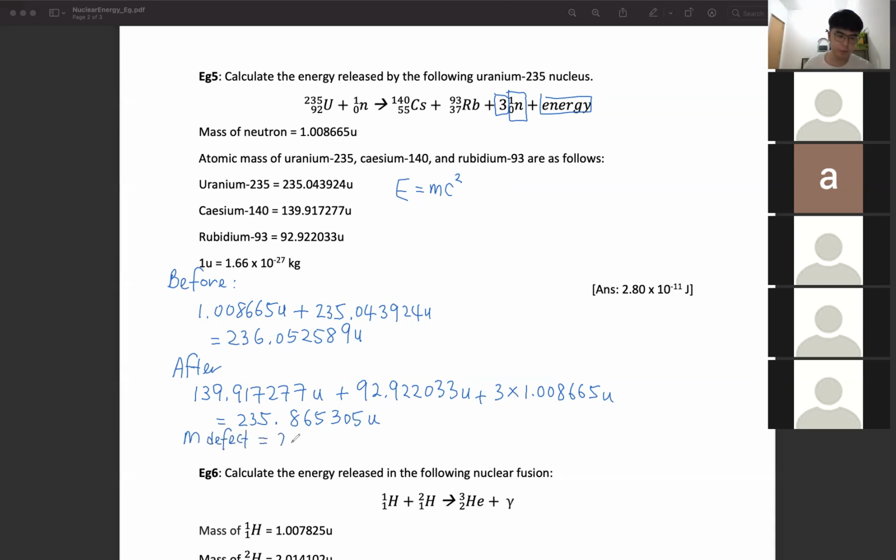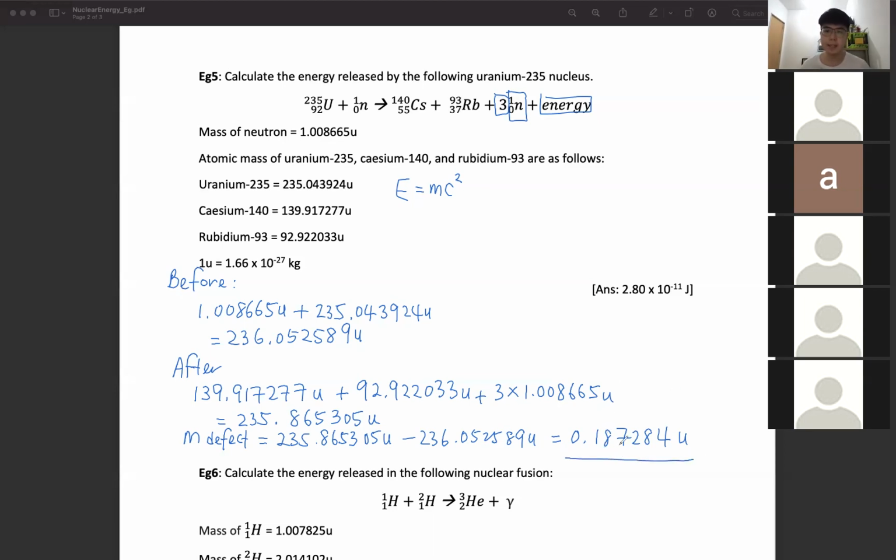So I take the mass defect equals 235 minus 236 point 89 U. Okay, so the difference is 0.187284 U. Okay, now this is the mass defect, huh?